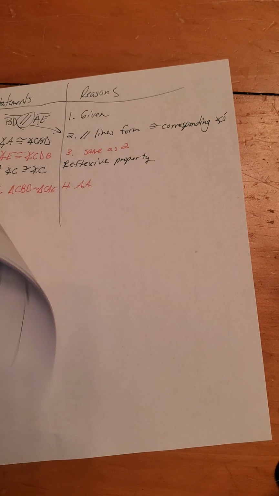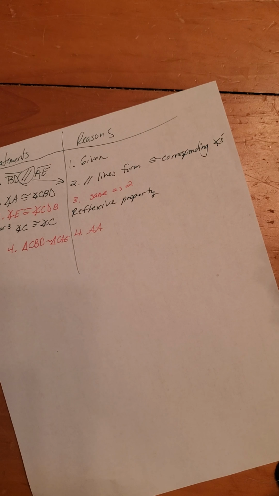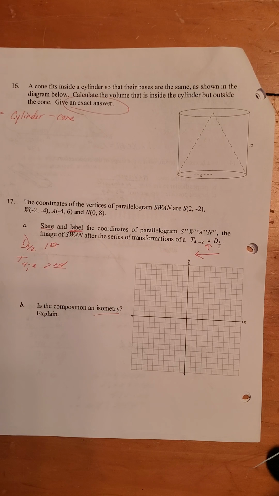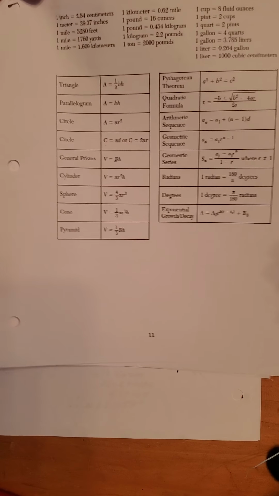Okay, number 16, which I'm having trouble opening up for some reason. All right, we're back to some formulas. If you read through my hints, or watched my hints on this, you have to find the cylinder, which is the whole thing. You have to find the cone, which has been sliced out, and that will give you the volume around it. So for the volume of a cylinder, we're back to our formula sheet.